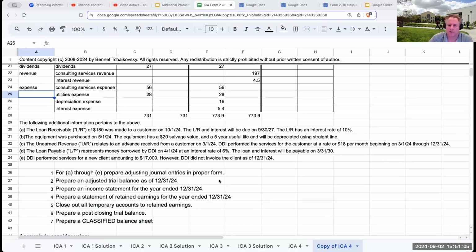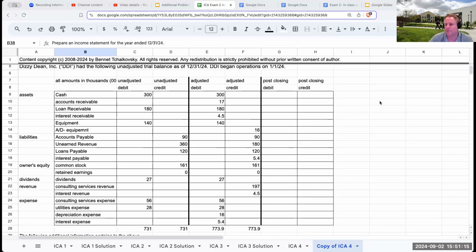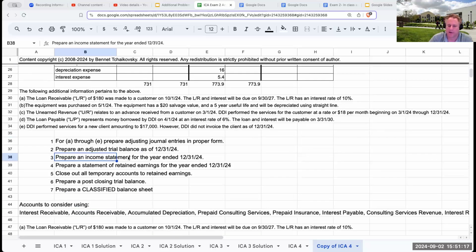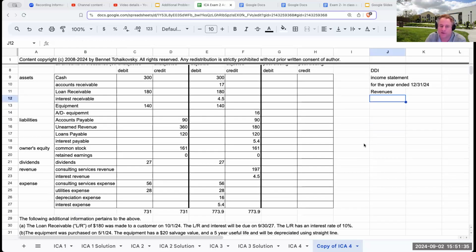So let's go ahead and take a look. We've done the trial balance, and we've gone through and done the adjusting journal entries. Now we're being asked to prepare an income statement for the year ended. The first thing I need to do is write the name of the company, income statement, for the year ended 12/31/24.